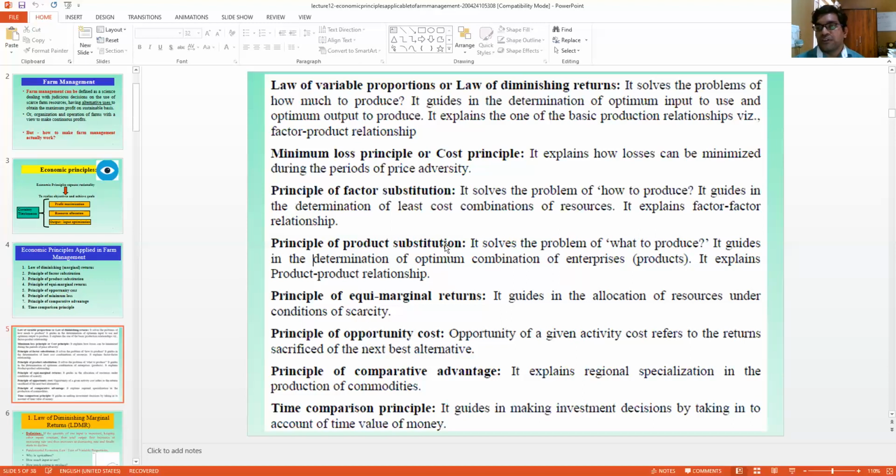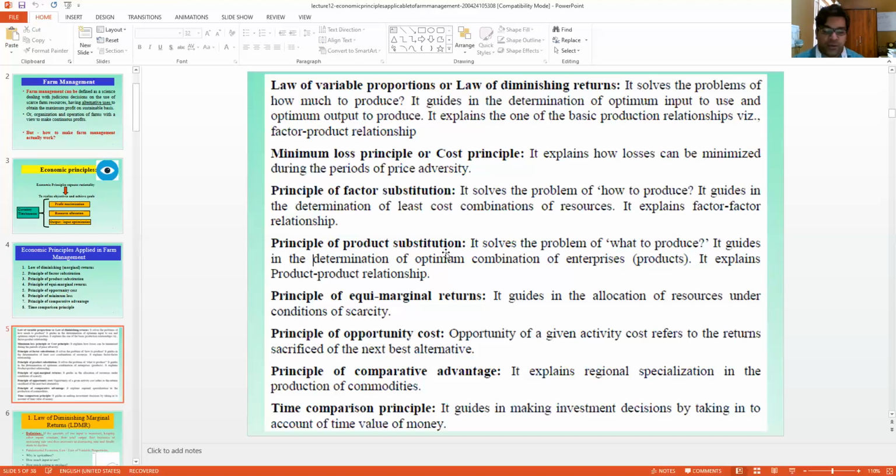Then the principle of product substitution. So what to produce? In the case of the principle of factor substitution, we were keeping the output constant, right? But here the input is constant. So only the product is changing. Any combination of two inputs will give the same product, right? If that is the case, we have to choose enterprises. So we know what an enterprise is, right? An enterprise is a returns giving activity. Any activity that gives monetary or economic returns is an enterprise.